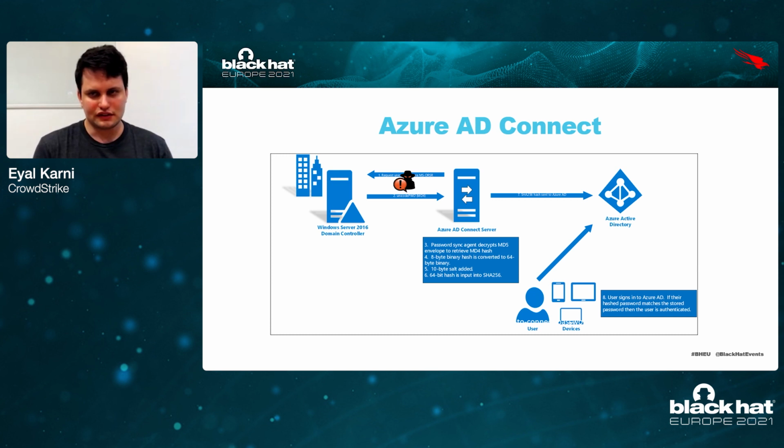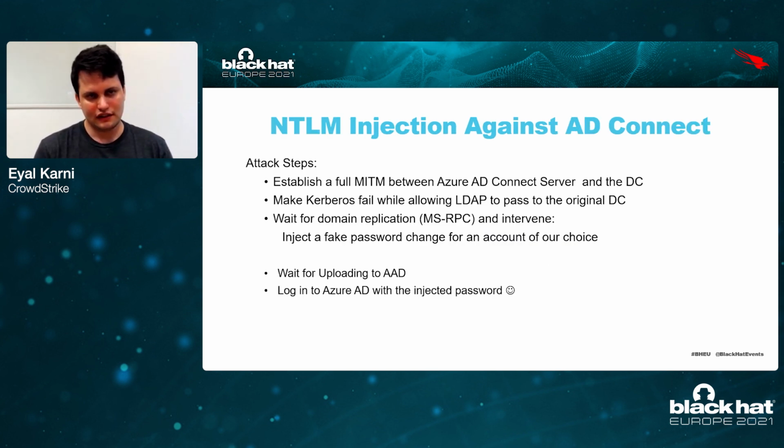So how does it work? We should have a full MiTM between the AD Connect server and the DC. Now the AD Connect server tries to communicate by Kerberos, but since Kerberos failed, we make it fail. It reverts to NTLM, and at this point, the attacker relays LDAP packets to the original server and only handles MSRPC packets that are domain replication.